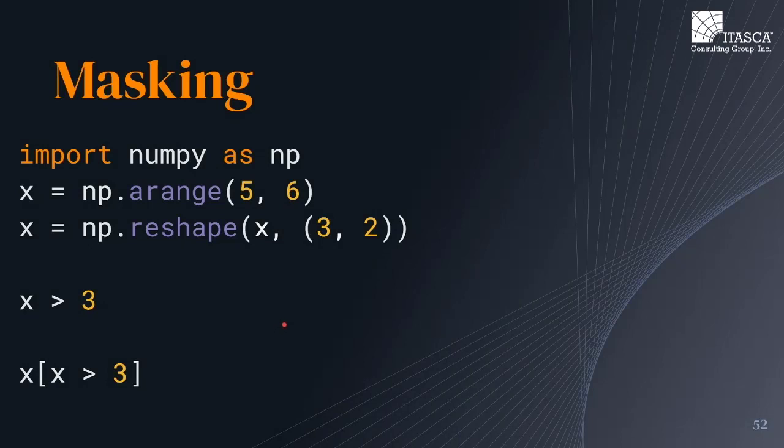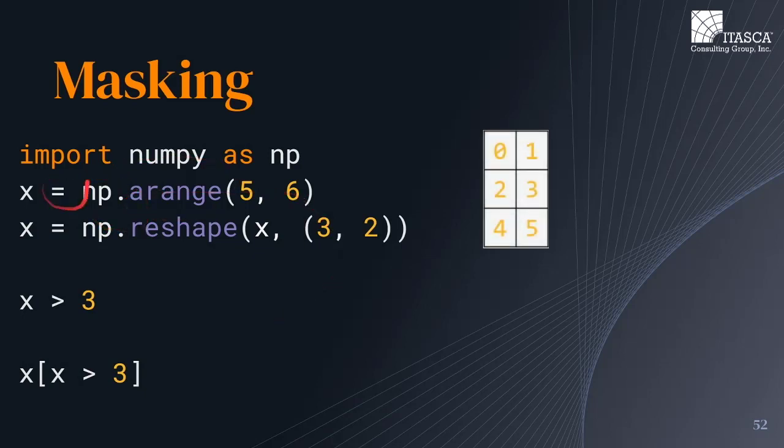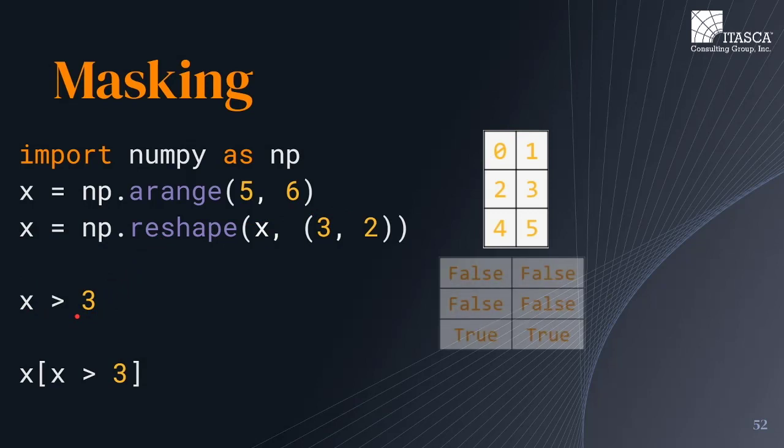Now, an additional power of NumPy arrays is masking. If we go through the same kind of initialization to create our matrix, similarly to how we can perform arithmetic element-wise, we can also perform Boolean algebra element-wise on our matrix. For example, if we wanted to determine which elements of our matrix were greater than 3, we can write x is greater than 3 to convert our matrix into a matrix containing falses and trues, corresponding to where this Boolean condition evaluates to false and true.